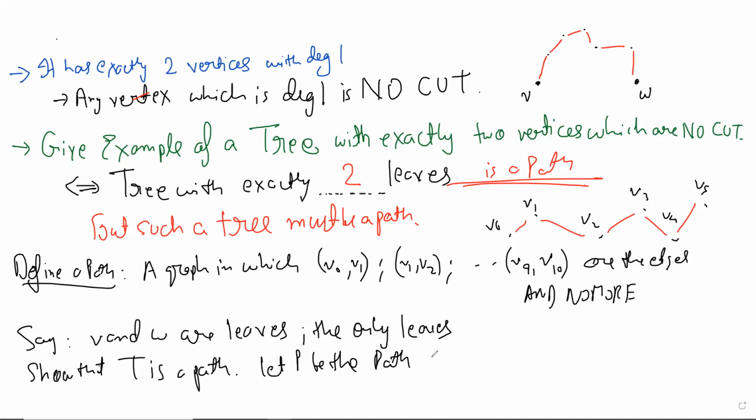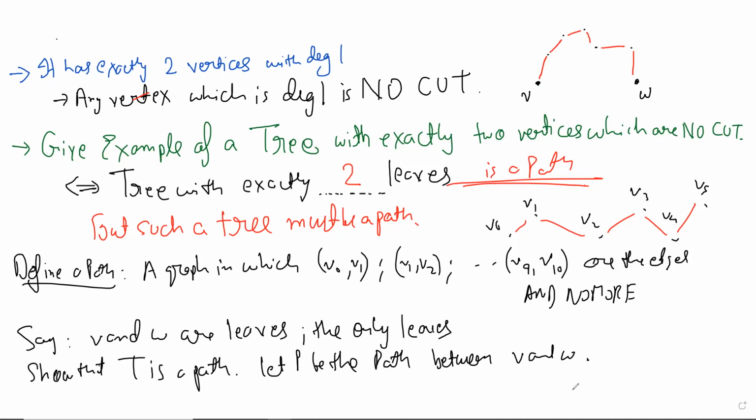Let P be the path between V and W. So again, what do I mean by path here? Just the sequence, as you can see, sequence of edges, right? So what do we want to show now? We want to show that the tree is this P.